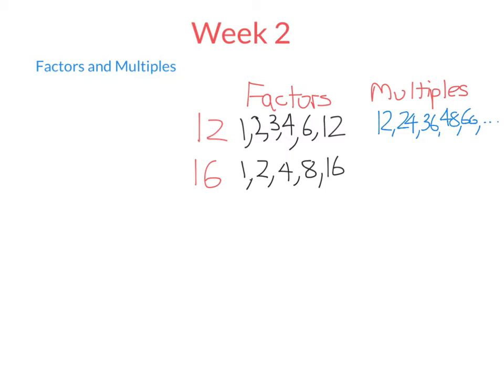So multiples of 16: 16 times 1, 16 times 2, 16 times 3, 16 times 4, and so on. So the relationship between factors and multiples is this. If a number is a factor of another number, then that other number is a multiple of the first number. Sounds a bit tricky. So 2 is a factor of 12. That means 12 is a multiple of 2.